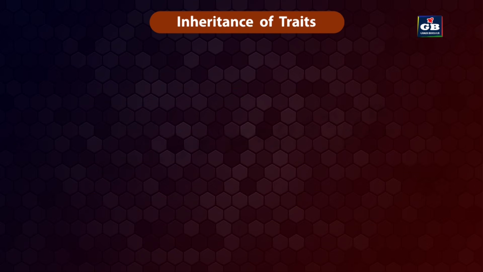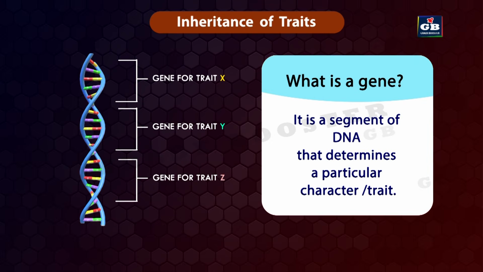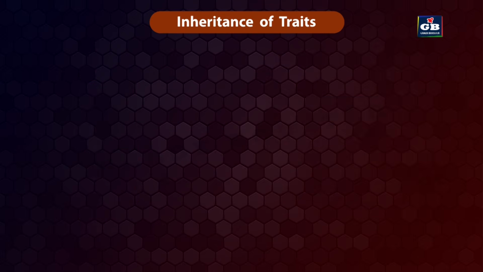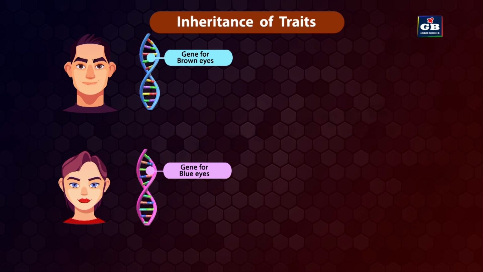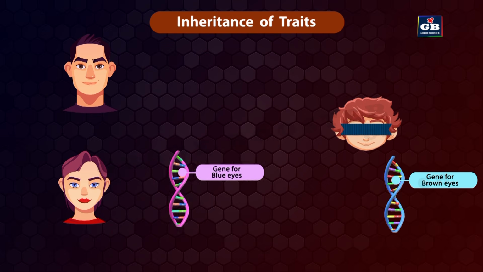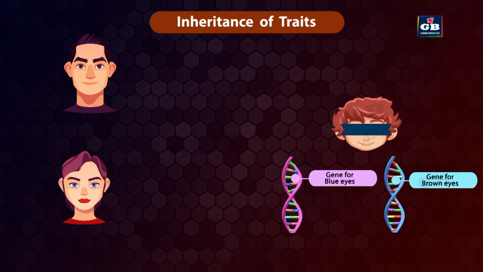What is a gene? It is a segment of DNA that determines a particular character or trait. Father's DNA has genes for different traits like eye color, type of earlobe, etc. In the same way, mother's DNA also has genes for traits like eye color, type of earlobe, etc. That means the offspring or babies get two genes for each trait, that is one from father and one from mother. For example, the father's eyes are brown and the mother's eyes are blue. The baby will get both brown and blue color genes. That means for one trait, that is the eye color, the baby will have two genes.